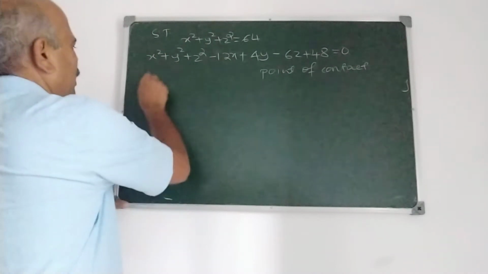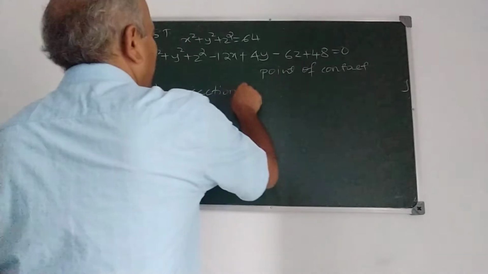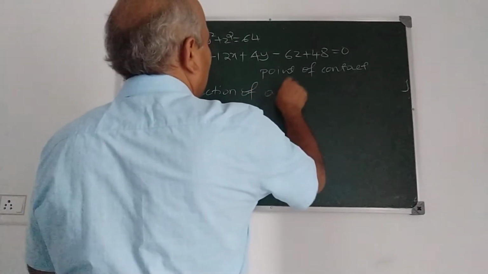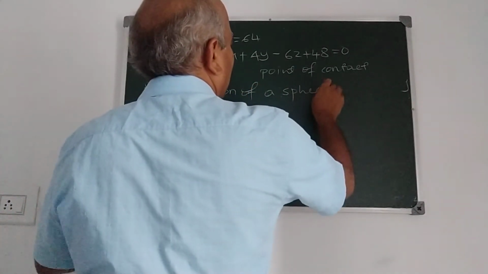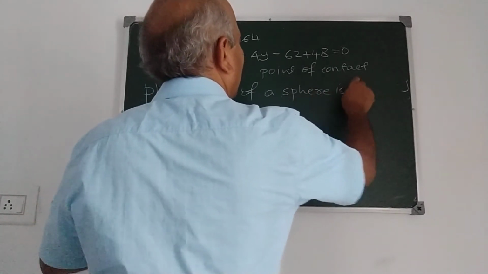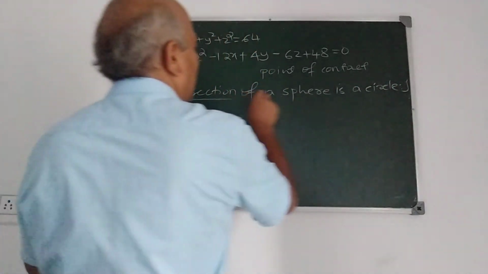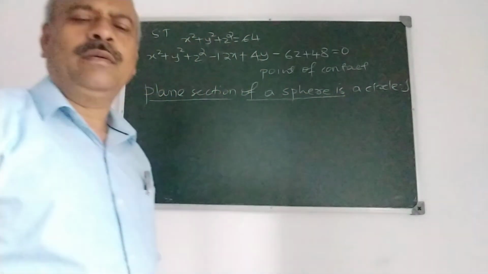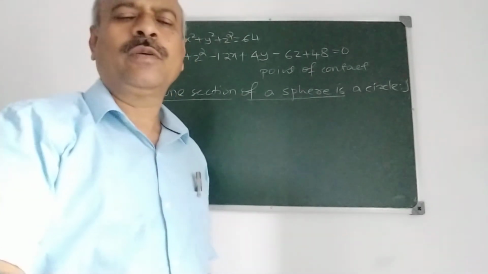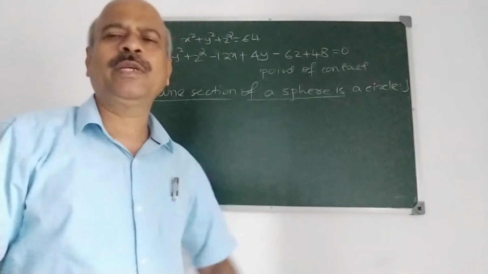Now, an important result, a very important topic it is: the plane section of a sphere. The plane section of a sphere is a circle. The proof is also important, and you will get a variety of problems on this topic. First, I explain what is the plane section of a sphere.